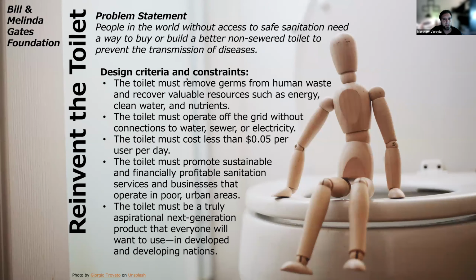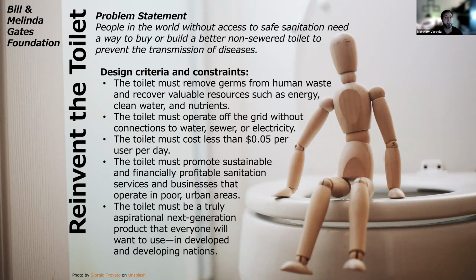So here's a list of design criteria and constraints. The toilet must remove germs from human waste and recover valuable resources such as energy, clean water, and nutrients. These design criteria and constraints were posed as part of the Reinvent the Toilet Challenge. The toilet must operate off the grid without connections to water, sewer, or electricity. The toilet must cost less than 5 cents per user per day.